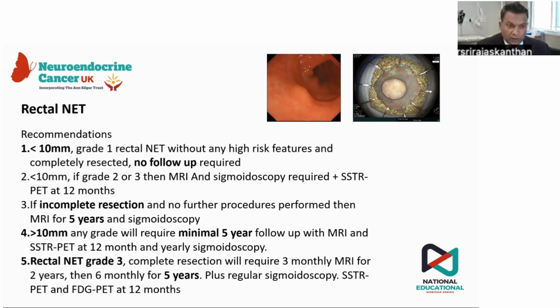So I know there's a huge amount of different information for the different types here, but all of this is available to all the clinical teams managing these patients through the ENETS guidelines. And some of these are very clear and helpful in terms of directing follow-up.